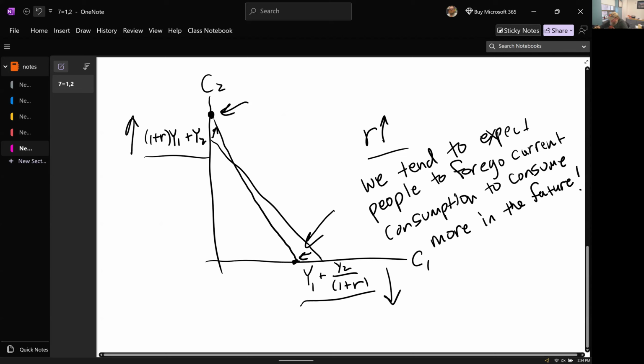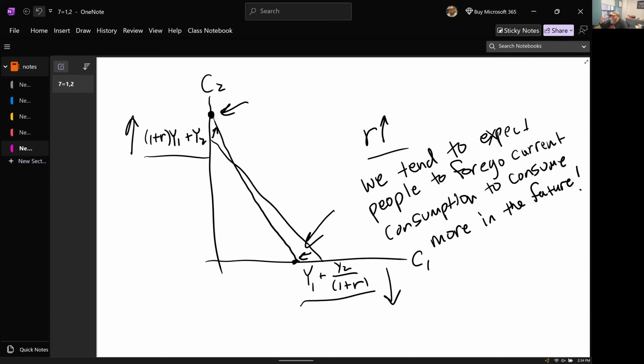So the idea here is that if interest rates rise, all else equal, and assuming that consumers have well-behaved preferences, as we typically assume, then we tend to expect people to forego current consumption in order to consume more in the future time period. Because if interest rates rise, savings is more powerful than it was otherwise. And so spending less money in the current time period makes economic sense, and then shifting that consumption to the future time period. Now, of course, if interest rates were to fall, you would get the exact opposite effect.